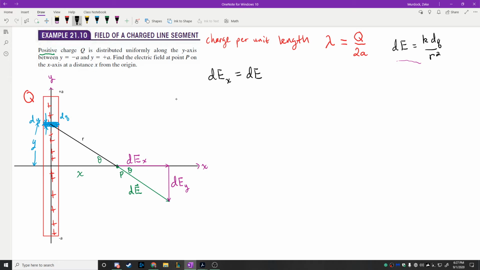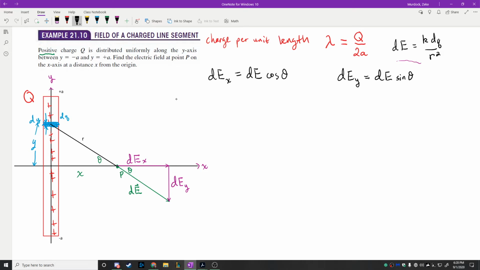What's the component of dE? If I say dE times what gives me the x component here? Cos theta, exactly. So we put cos theta right here. And then you guys quickly should know that if I want to do dEy, then I'm going to have dE sine theta. Just your standard breaking things up into components, which we kind of need to do because it's a vector.